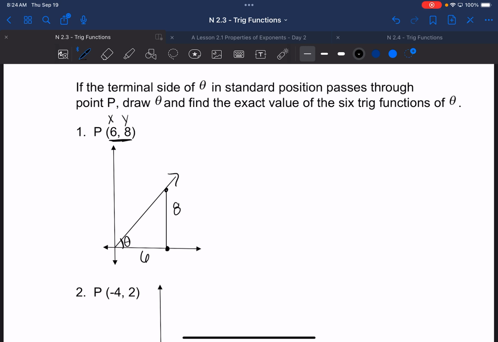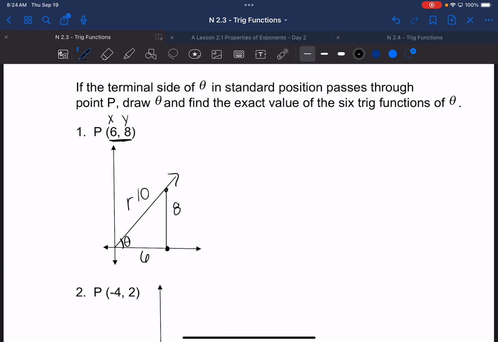All right, and we can easily find the hypotenuse, r, by doing what? Pythagorean theorem. This is actually a multiple of one of our triples. What could I simplify 6 and 8 by? 2. And if I did, those would be 3 and 4. So what's my hypotenuse? 5. It's just a multiple of 2, so 10, right.